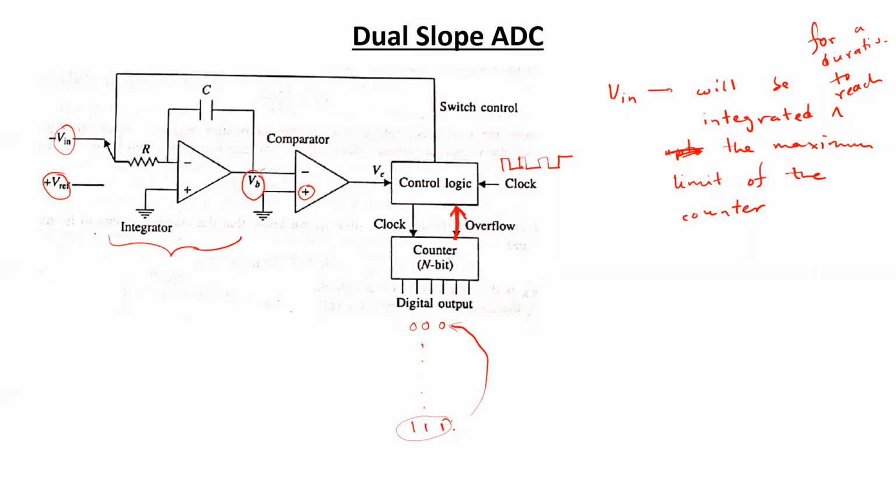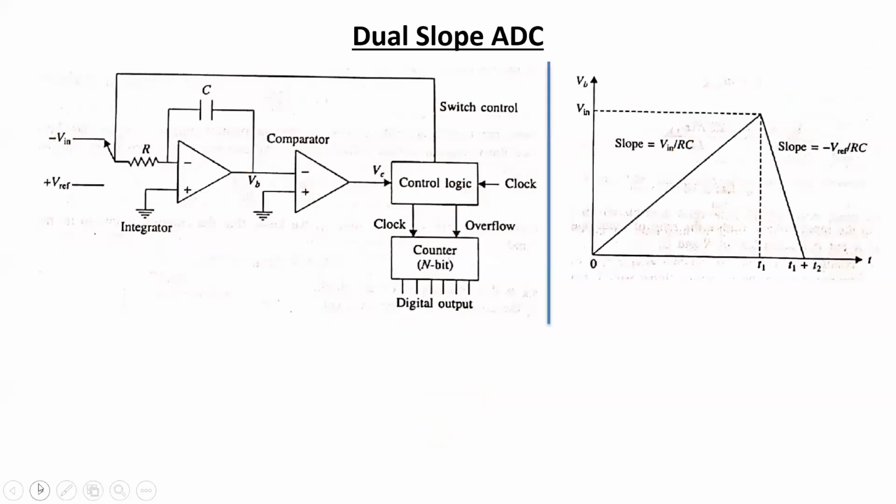So up to this point, when the counter reaches its maximum limit, the input voltage is going to be integrated. Now, moving on to the next slide, let's say T1 is the duration that is necessary for the counter to count up to its maximum limit. So if it is an n-bit counter, the maximum number of counts done by the counter should be 2 to the power n.